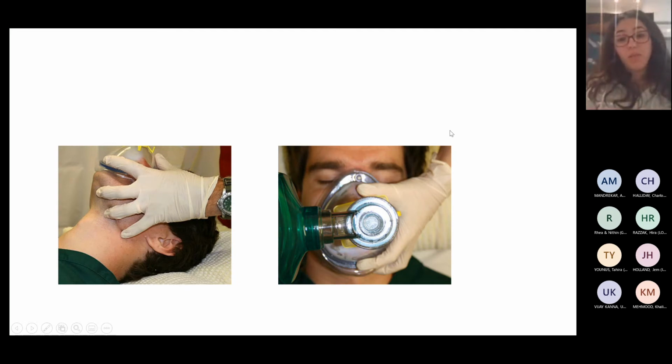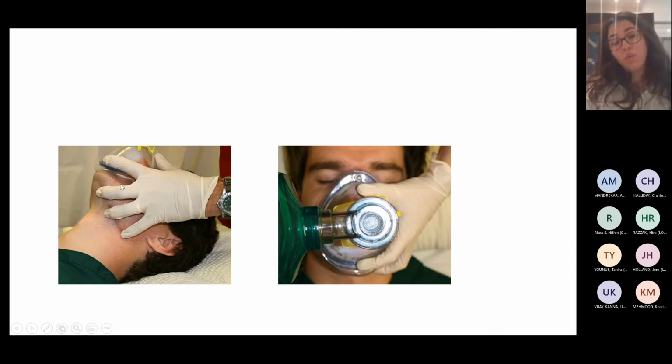To perform ventilation with the bag and to be efficient, you should be doing it in the right way and getting the right technique. Otherwise, you won't have satisfactory results. So for that, the most important thing is to have a good seal and to have a good technique.